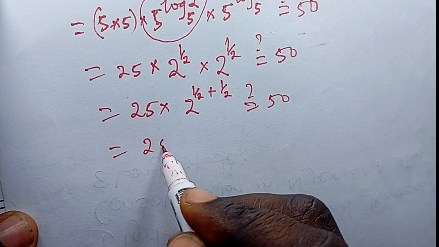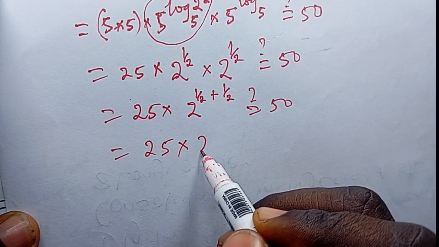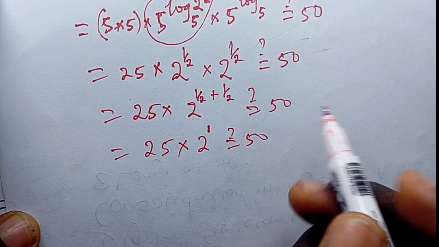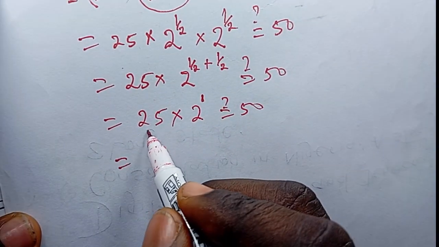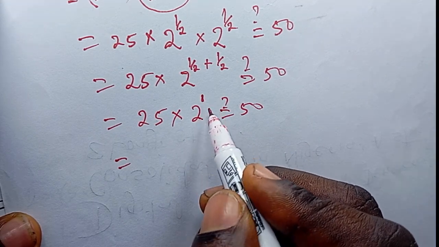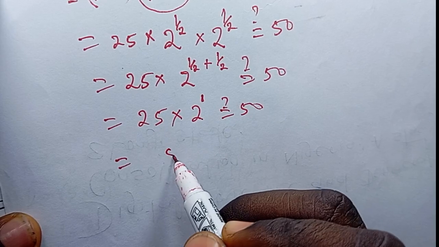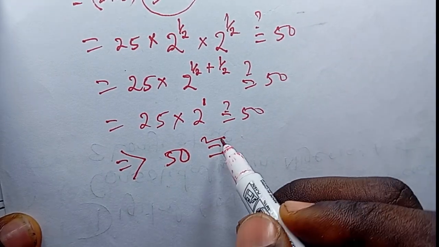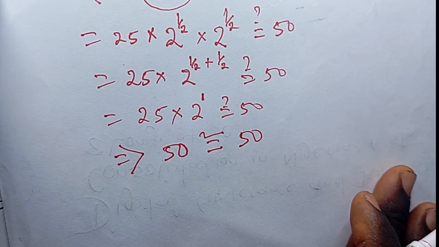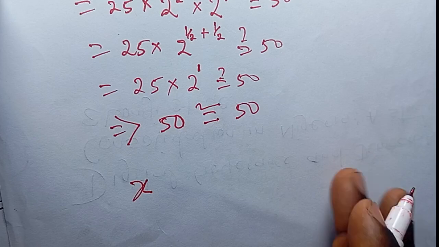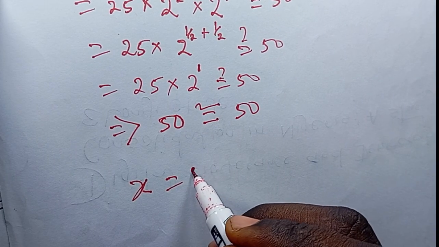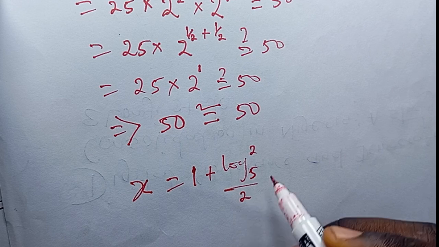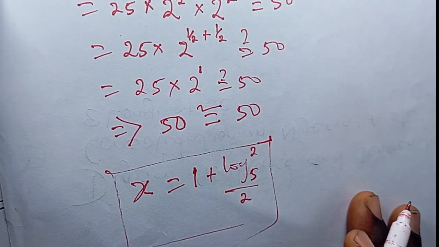So this is now 25 multiplied by 2 power (half plus half), which is 1. And then let's see, eventually 25 times 2 power 1, and 2 power 1 is just 2, so 25 times 2 is actually 50. This shows that the value of x, which we got to be 1 plus log 2 base 5 divided by 2, actually satisfies the problem we solved.